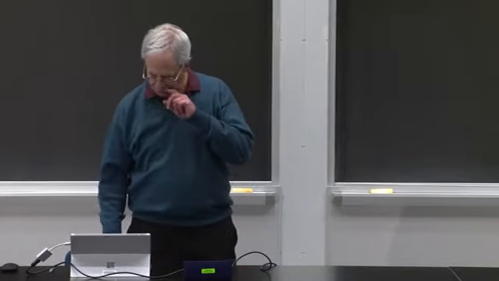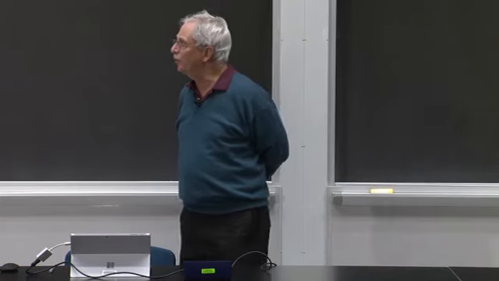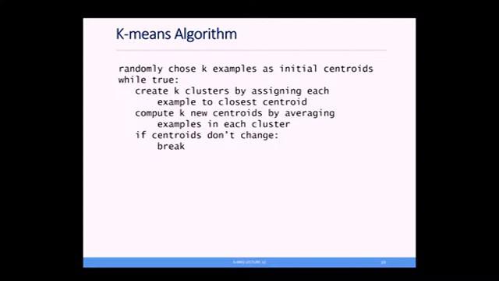All right. The algorithm, again, is very simple. This is the one that Professor Grimson briefly discussed. You randomly choose k examples as your initial centroids. Doesn't matter which of the examples you choose. Then you create k clusters by assigning each example to the closest centroid. Compute k new centroids by averaging the examples in each cluster.